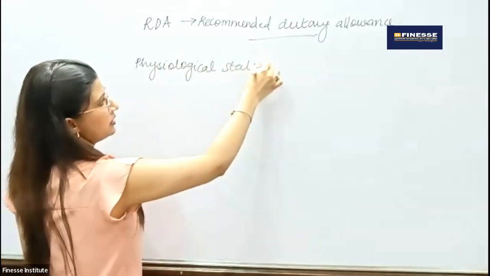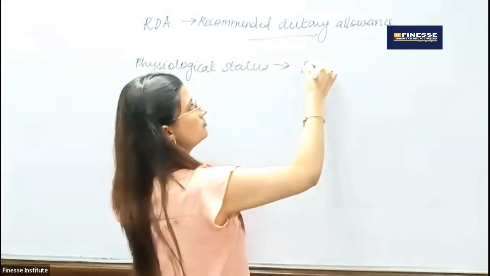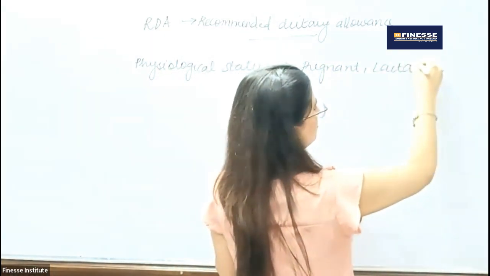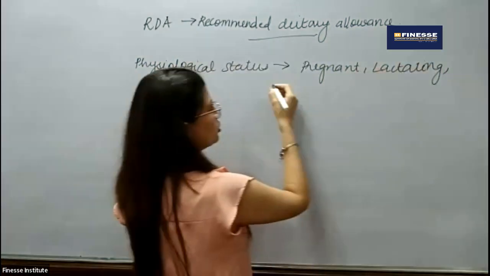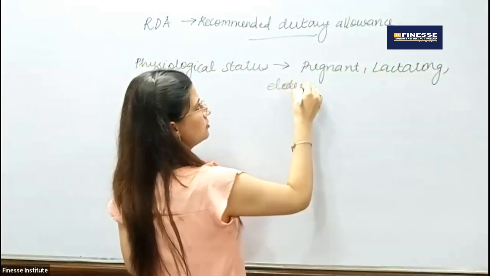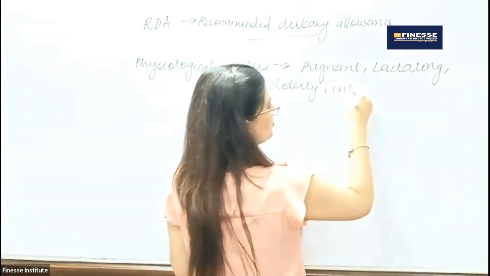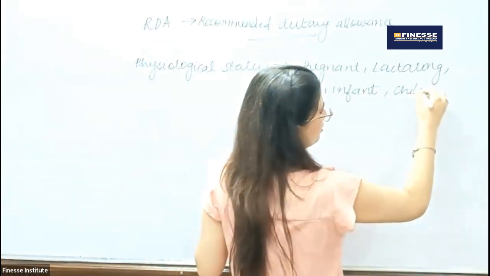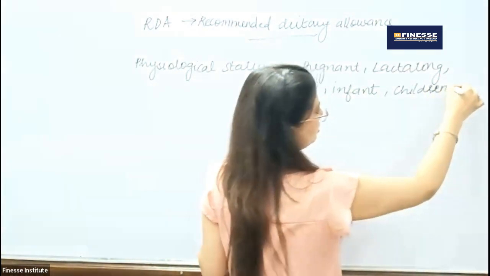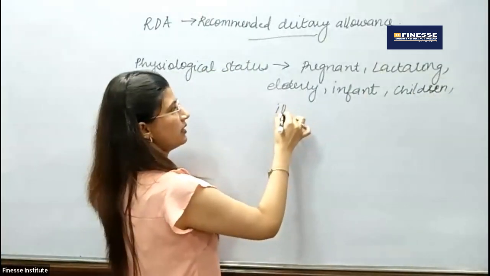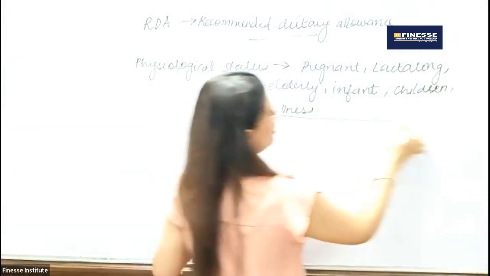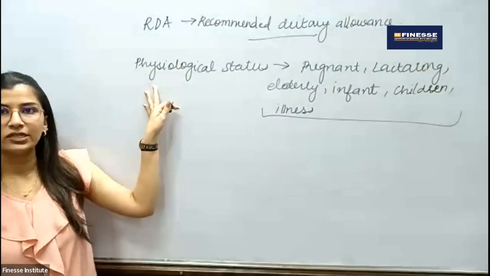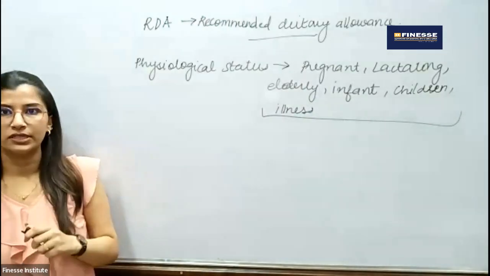It means if a person is pregnant, lactating, elderly, an infant, or a child. Except for adults, we always mention the vulnerable groups, and those suffering from any illness. So these are basically the vulnerable groups. So we always make sure to write down the physiological status and to know the physiological status.